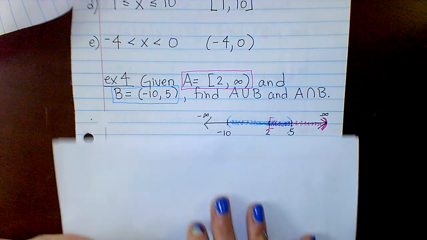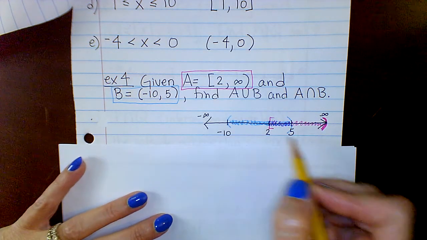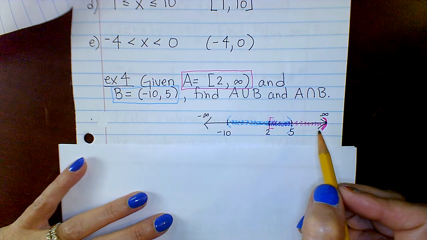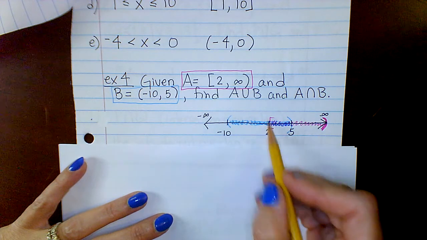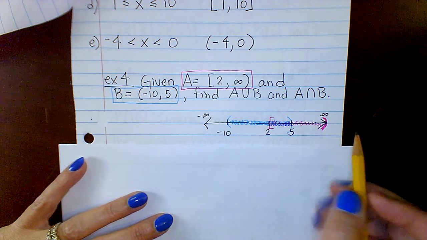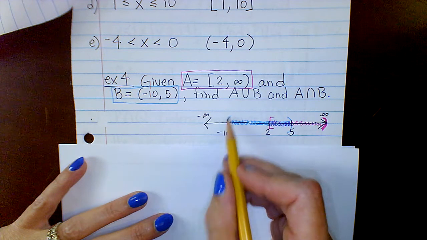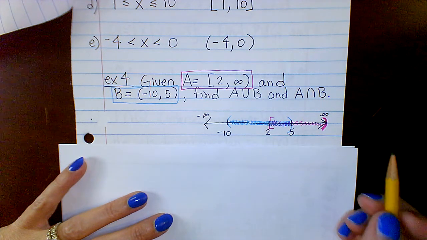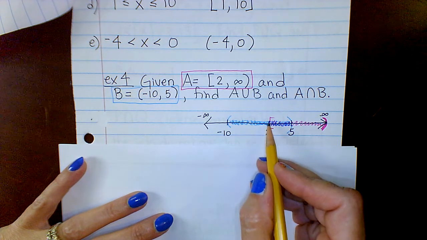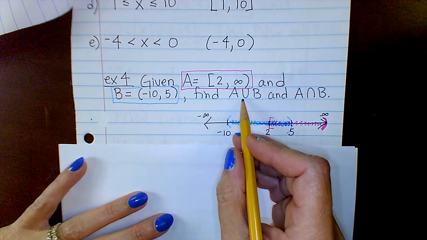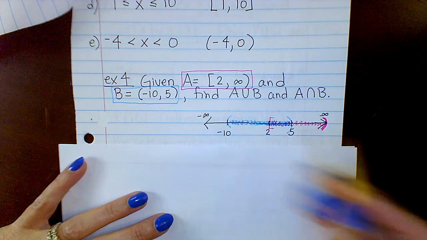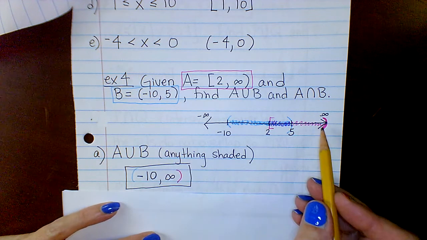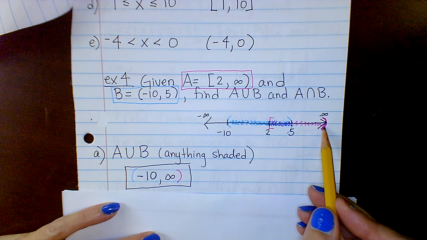All right, so let's find the union and the intersection. So just so we have a visual here, I went ahead and graphed both of them on the same number line. So 2 to infinity is a bracket on 2 and then everything over to infinity. -10 to 5 is a parenthesis on both and then everything between there. Now we know the intersection is the overlap, and the union is anything that's shaded in blue or red or both. So the union being anything shaded, well, that's everything from -10 all the way to infinity.